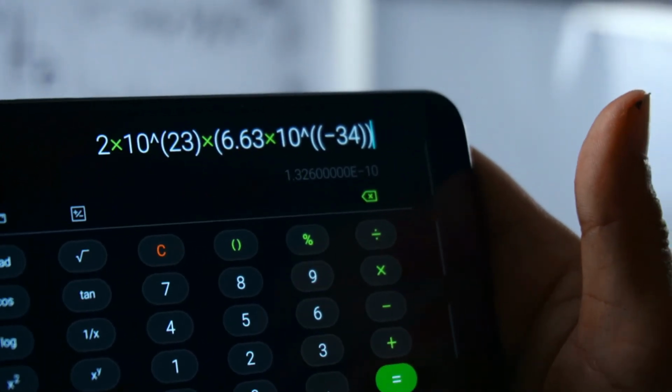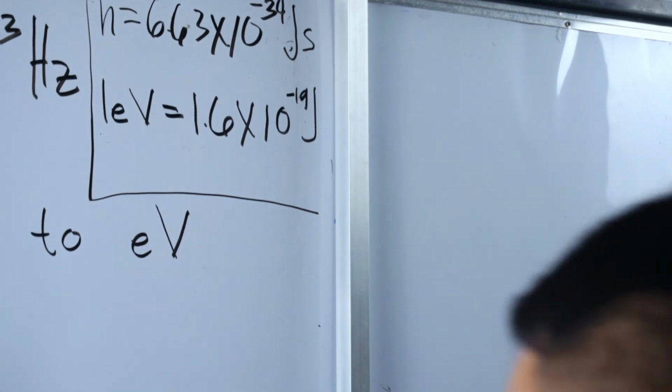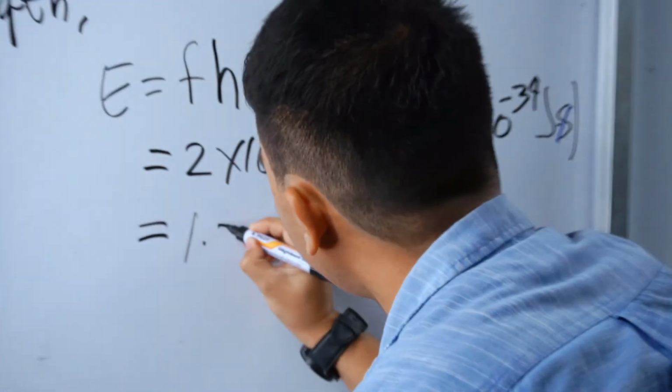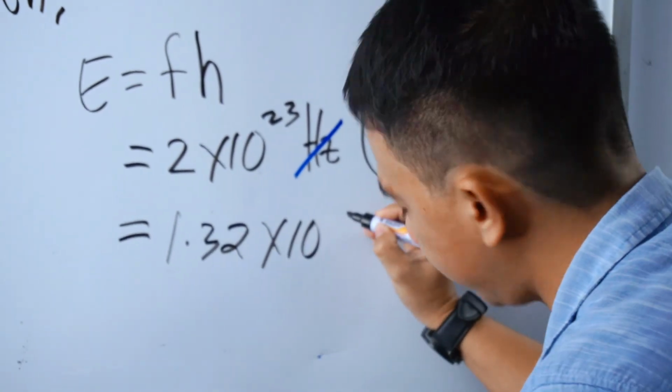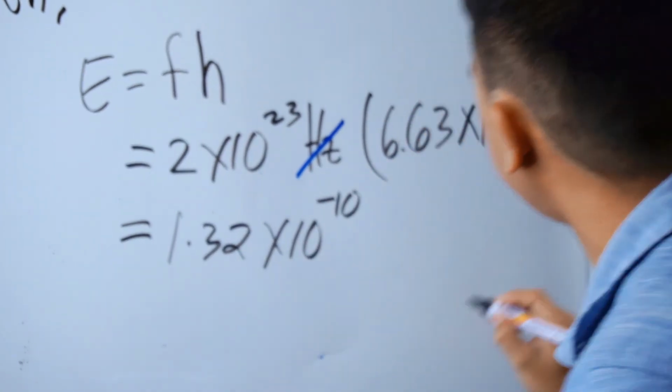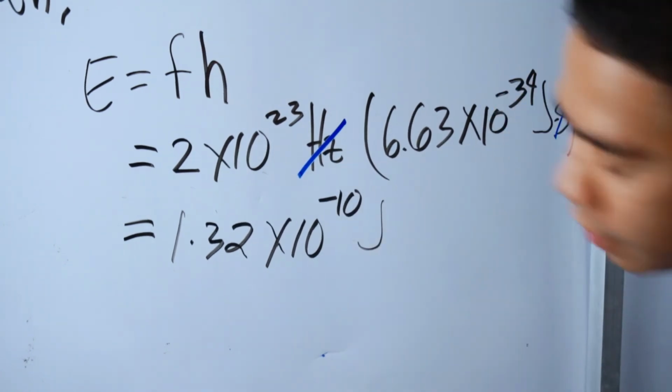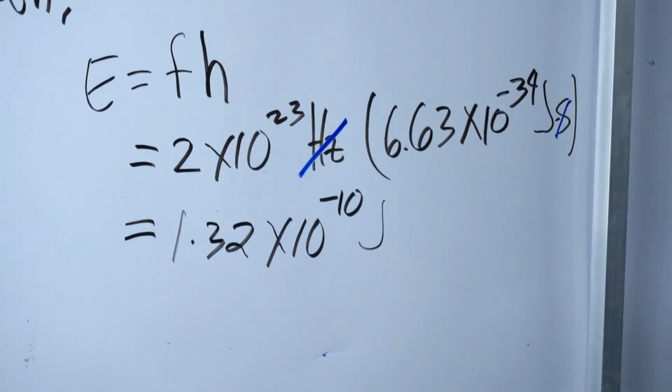So, the result is 1.32 times 10 to the negative 10. The unit is joules.